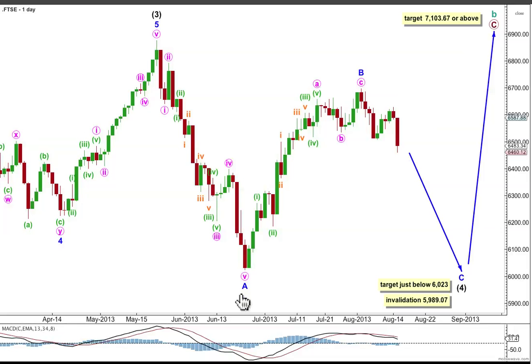Within intermediate wave 4 I expect, and the upwards movement so far is probably a complete minor wave B. I would expect minor wave C to probably end at least slightly beyond the end of minor A, just below 6023, but intermediate wave 4 in its entirety unfolding as a zigzag can't move into intermediate wave 1 price territory. Movement below 5989.07 would invalidate this wave count at intermediate degree.